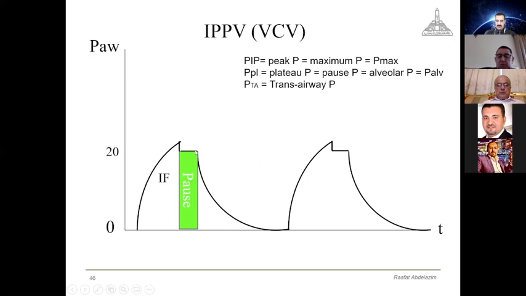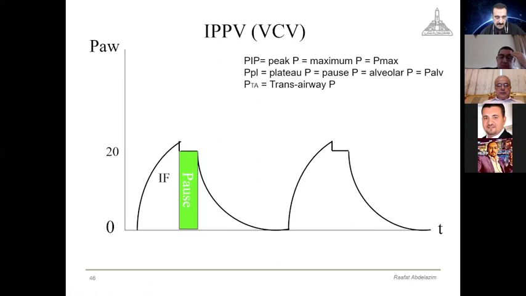So this reduction is important. It will give us some certain idea about the lung compliance, and later on we'll discuss it. Then after this inspiratory pause, the patient has the chance to expire, so the pressure will be reduced from the plateau pressure to reach the end expiratory pressure.